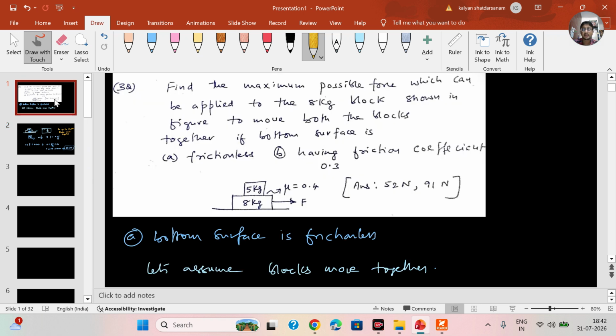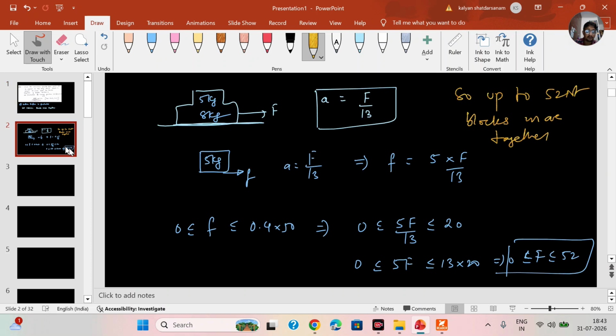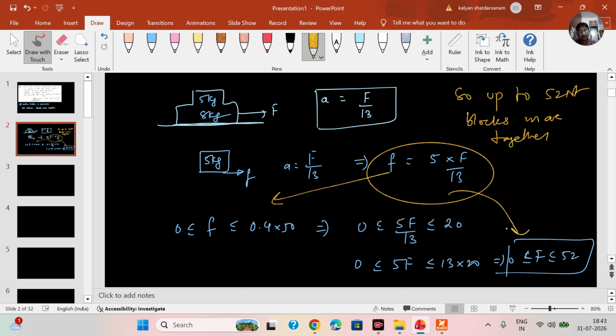So what we have done, he's asking up till what force blocks move together. So you assume they move together. Okay, get the friction in terms of applied force and apply the inequality that this friction, because it is static, because they are moving together, lies between 0 and mu sn. From there you get the values of applied force. So we found friction in terms of applied force, and using this inequality we found the limits of applied force.